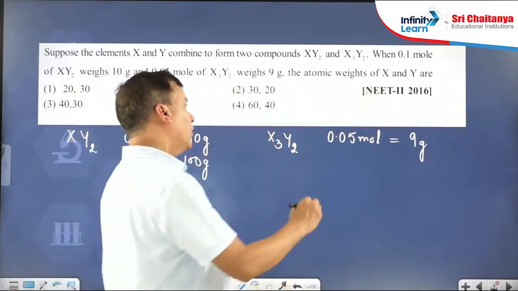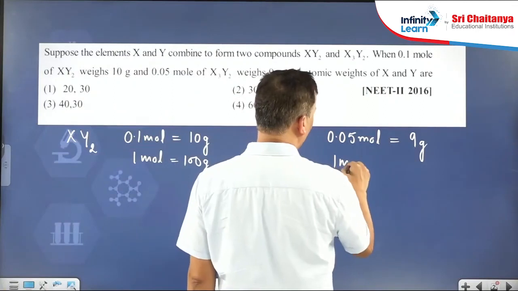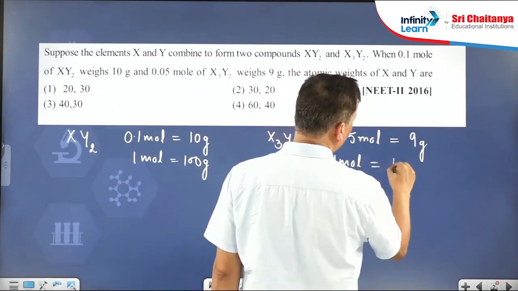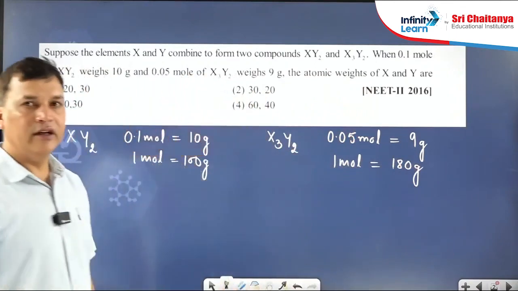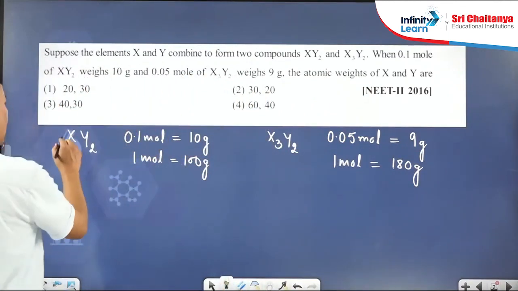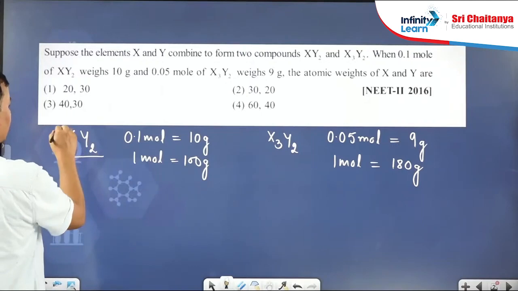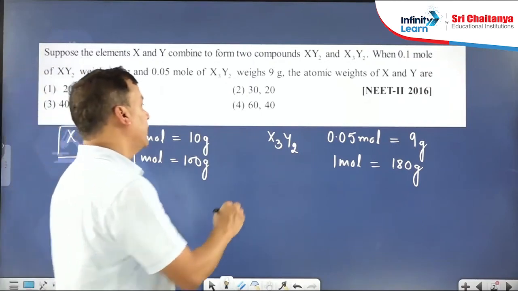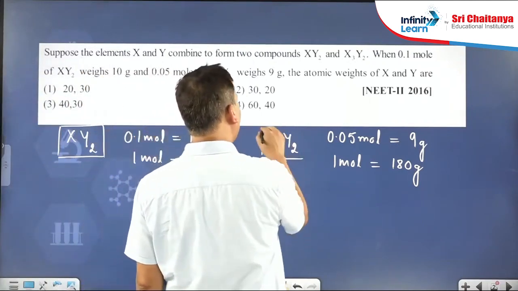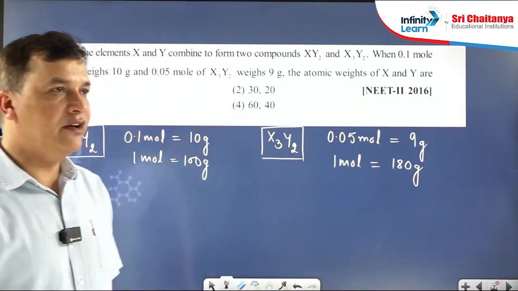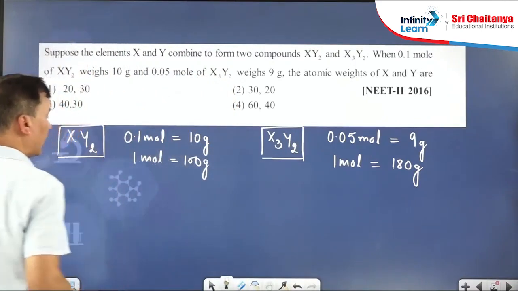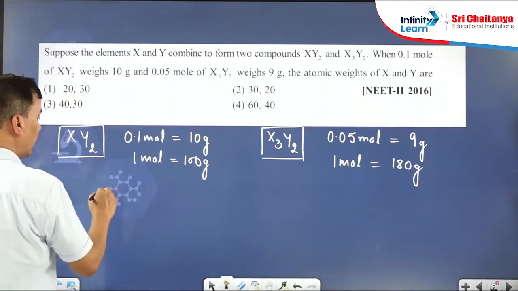So dear student, 1 mole of this compound will have a mass equal to 180 gram. Is that clear? Now we have two compounds. One is XY2 and the second one is X3Y2, made up of X and Y. Is that clear? Now tell me, what will be its molecular mass?